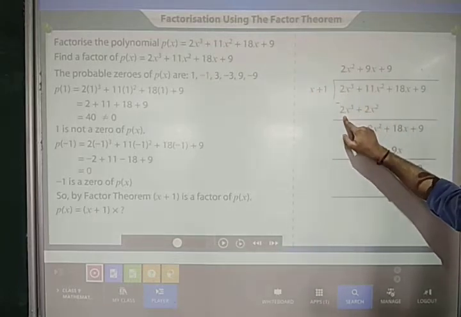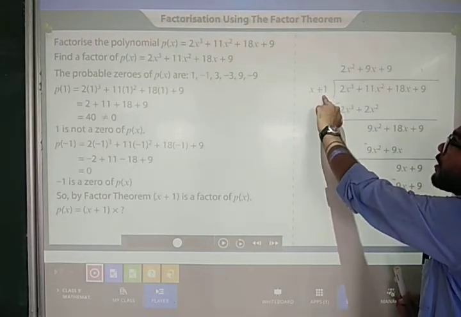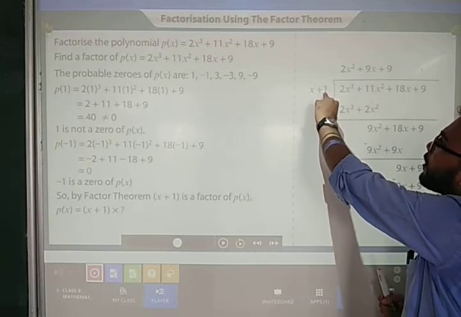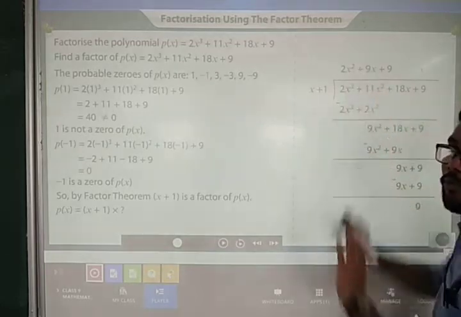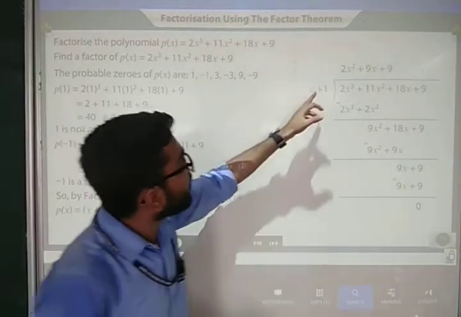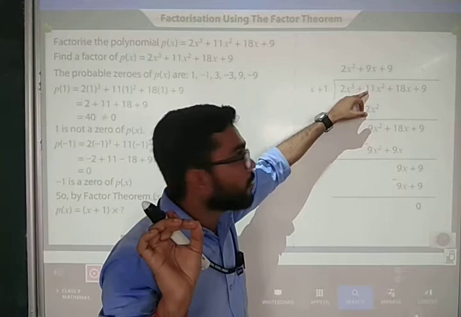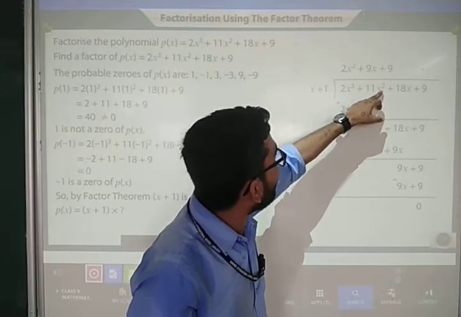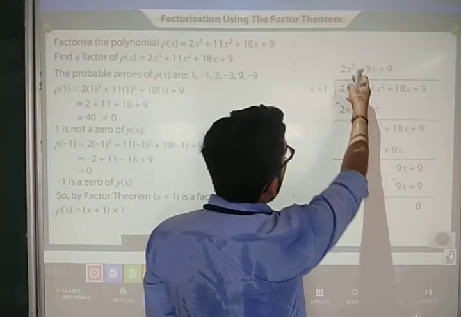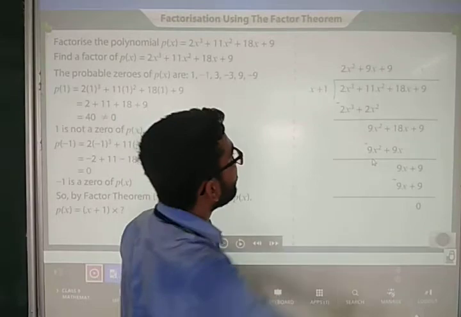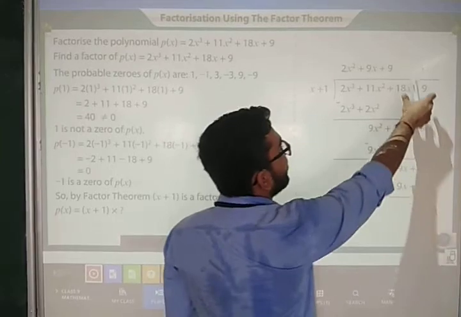So you write 2x cube here, and the second term of the divisor, 1, is multiplied by the first term of the quotient, so you get 2x squared. Write 2x squared below the like term, 11x squared. Now change the sign: 2x cube and 2x cube cancel. Here 11 minus 2 is 9x squared, and write all the terms that remain.